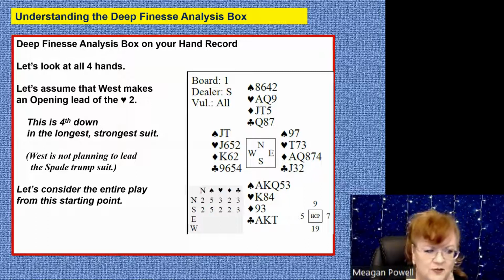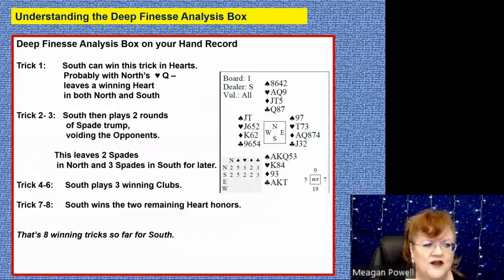Now let's consider the play from this starting point. Let's see, if you did not take your 11 tricks, can you figure out why? Well, on trick 1, if West leads the 2 of hearts, that means that South can win this trick in either South's hand with the king or North's hand with the ace-queen. If I were South, I think I would call for the queen of hearts in North, and that would leave me a winning heart in both dummy and declarer. I like having options, so I would probably win this trick with the queen of hearts.